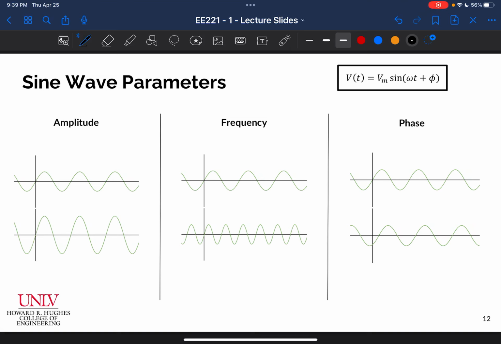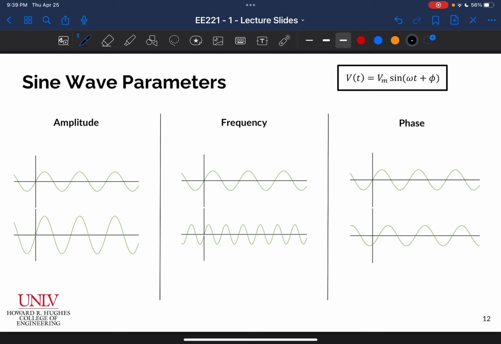All right, so now we're going to cover the full v of t, basically the full sinusoidal function, and we're going to cover all three parameters that make it up. Okay, so we've got the sine function, which we've talked about, kind of beat a dead horse there a little bit. We obviously have dependency on time. We're looking at time domain for all of these things.